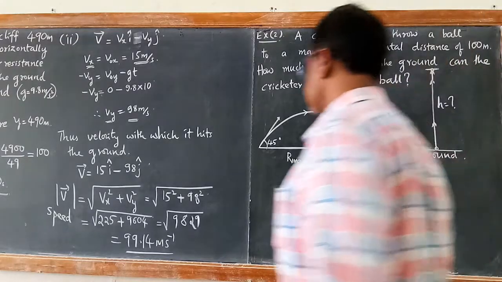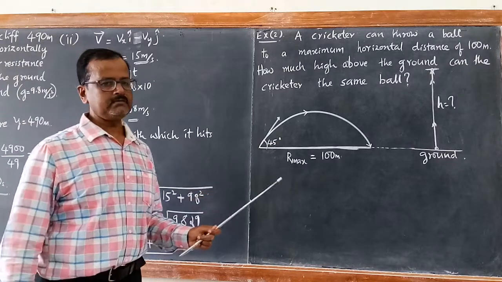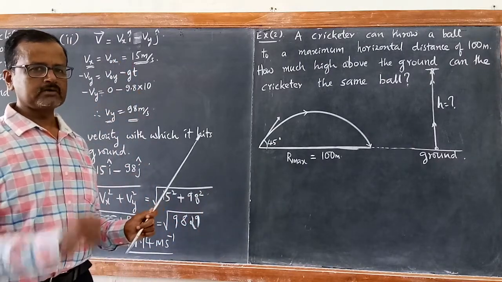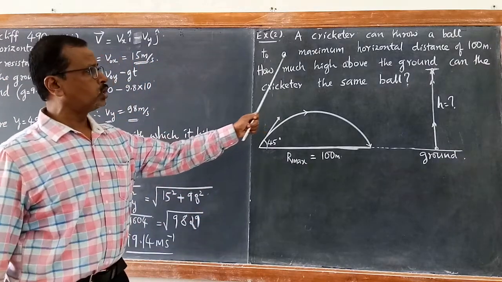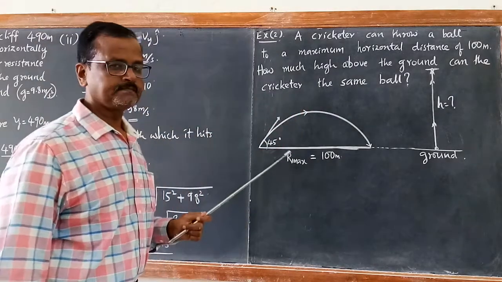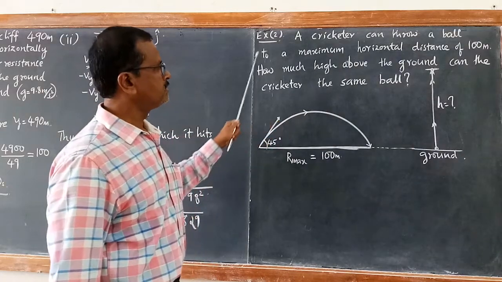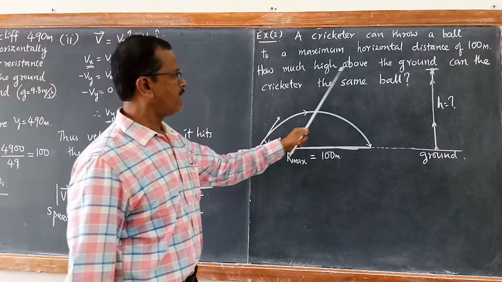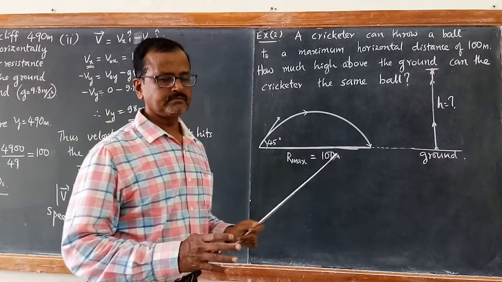Okay, let us see the second problem. This is an oblique projectile wherein the angle of projection is theta naught. It is not 0. A cricketer can throw a ball to a maximum horizontal distance of 100 meter. How much high above the ground can the cricketer throw the same ball?